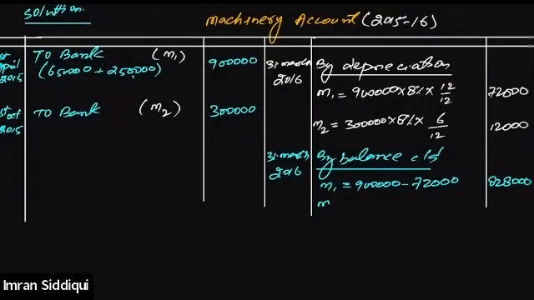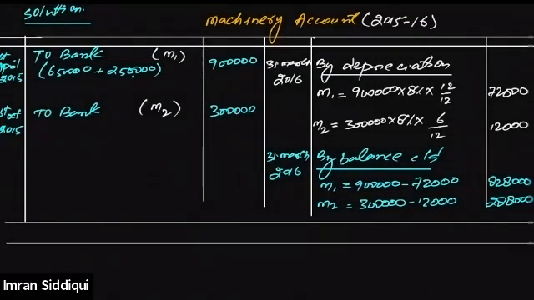And then for machine 2, 3 lakh minus 12,000. Tell me, 3 lakh minus 12,000 is how much? 2 lakh 88,000. Is that right, everyone? Is that clear?